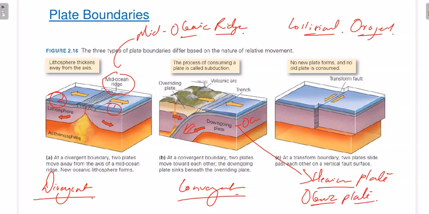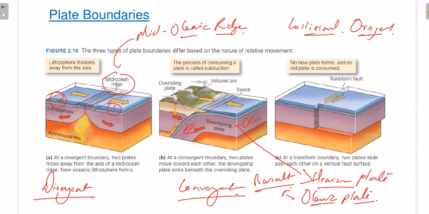oceanic plate will always be the heavier plate. Why? Because it is made up of basalt, and basalt is the heavy rock. Okay, it is made up of heavy minerals. So that's why the oceanic plate is heavy and dense, while the continental plate is made up of lighter minerals like quartz, feldspar. Okay, these have low density, that's why they are lighter. So obviously the heavy will sink down below the lighter plates.